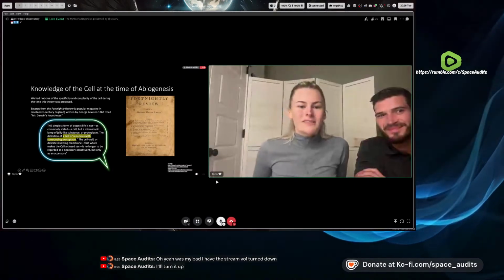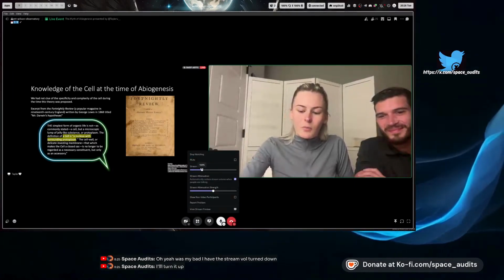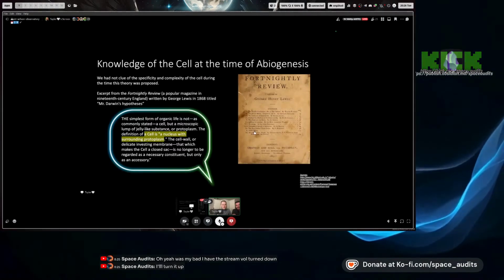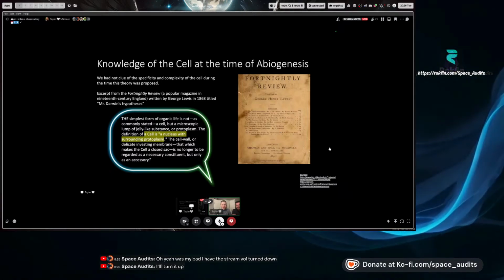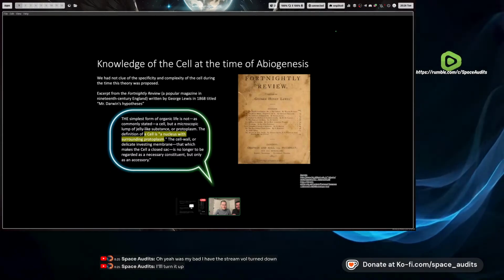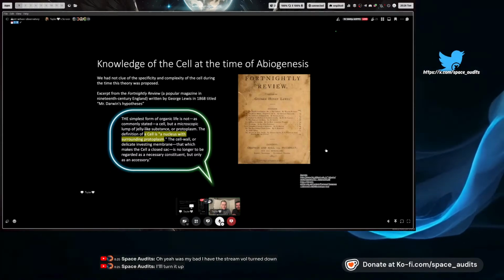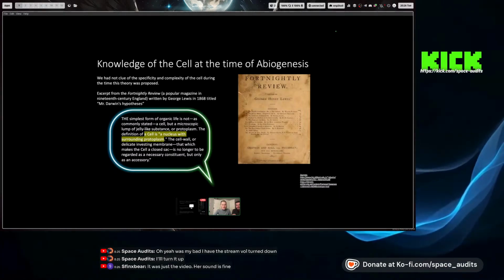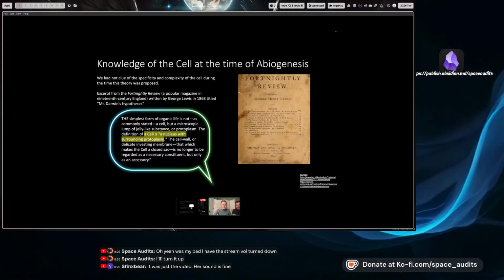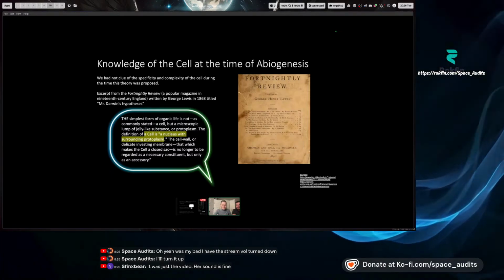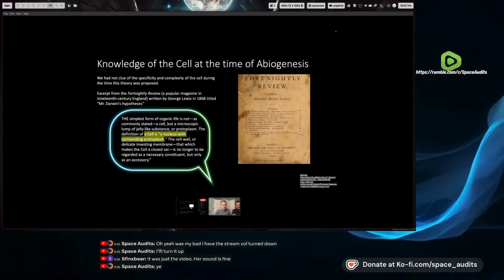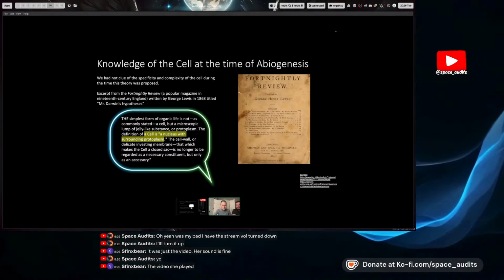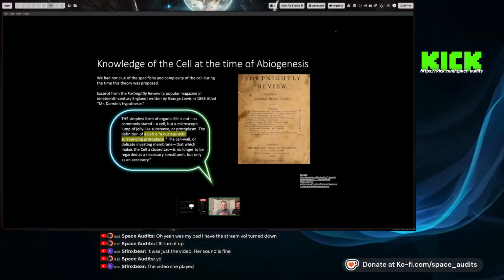Hold on. All right, so I just wanted to give you guys a reference point for what they actually thought about the cell at the time they came up with this theory. Here's a little excerpt from the Fortnightly Review, a very popular magazine in the 19th century, written by George Lewis, titled Mr. Darwin's Hypothesis. In it, he stated that the simplest form of organic life is not, as commonly stated, a cell, but a microscopic lump of jelly or protoplasm, and that the definition of a cell is a nucleus with surrounding protoplasm. This helps you understand what they thought of the cell at the time.